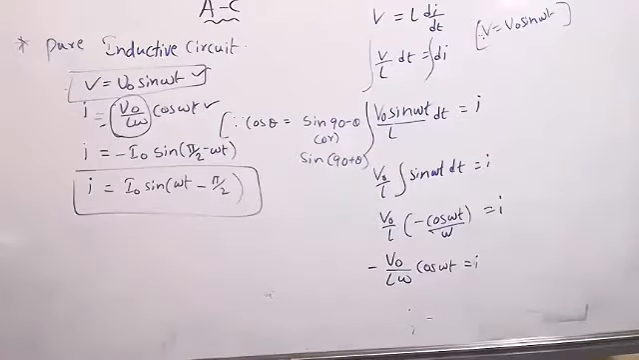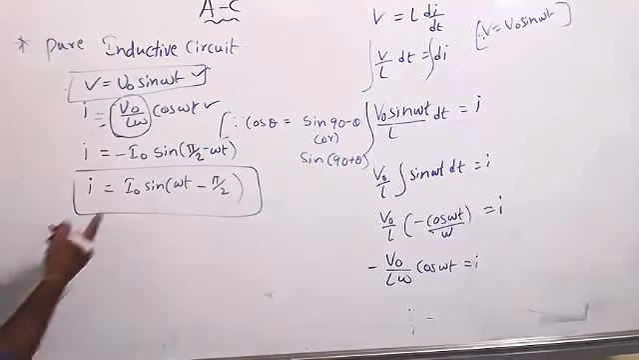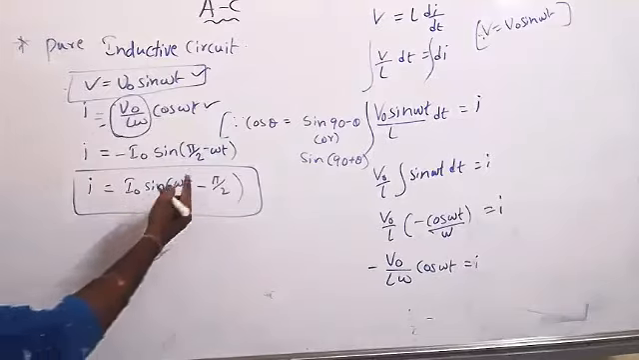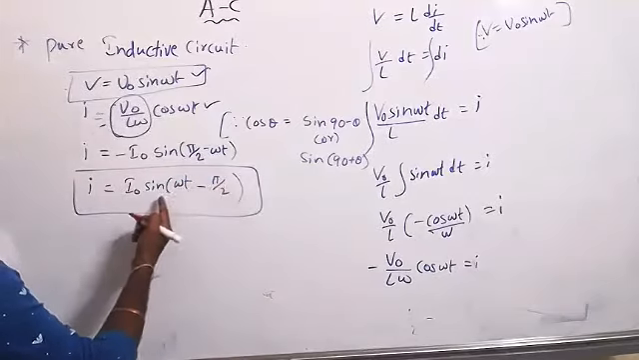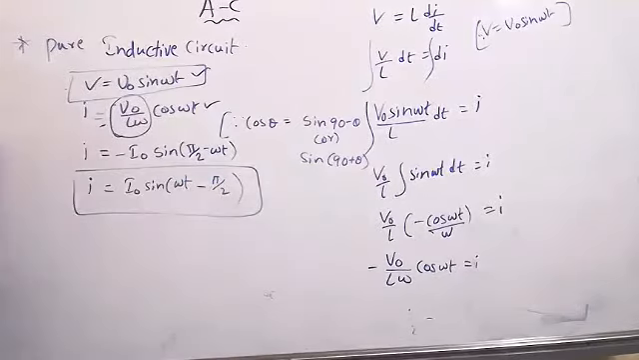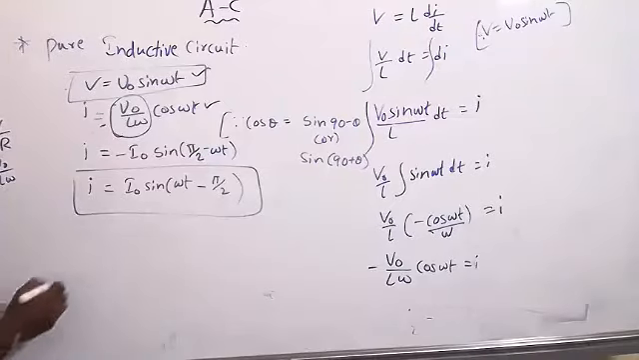Sanchit, clear? Yes, sir. Okay. Harsh, clear, right? Sir, why did we take I naught as V naught by L omega? Yeah, it is I is equal to V by R, right? I is equal to V naught by R plus what is there? L omega. Okay, I will tell you.